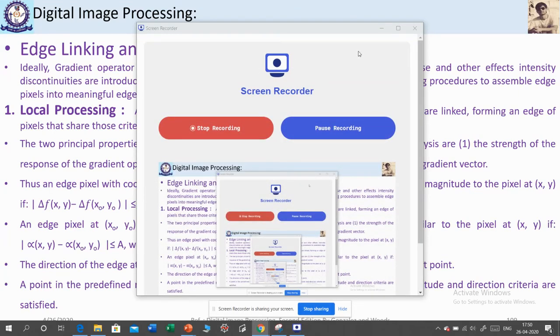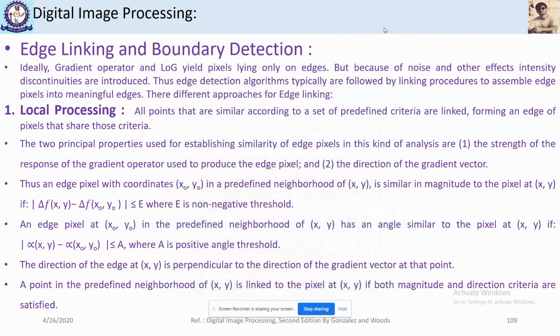Hello everyone and welcome to this new lecture. In this lecture, we will discuss edge linking and boundary detection.